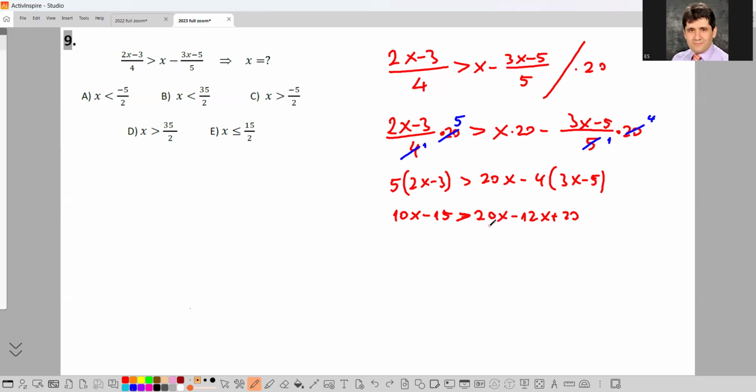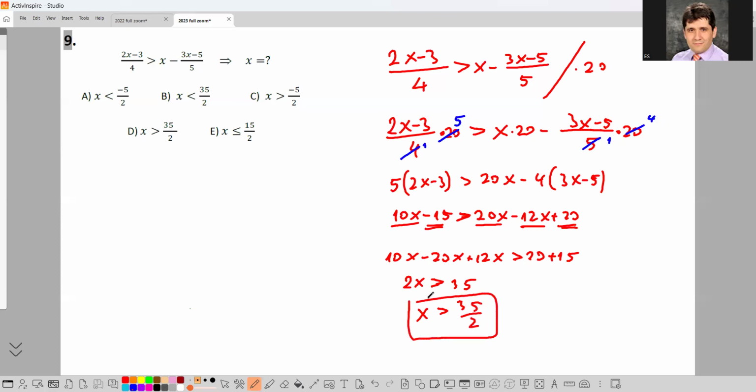Now the rest is similar. We just need to separate knowns on one side and unknowns on the other. So we have 10x - 20x + 12x is greater than 20 + 15. If we add up here 10 and 12, it's 22 minus 20, that's just 2. So 2x is greater than 35, which means x is greater than 35 over 2. Yeah, it's under D.